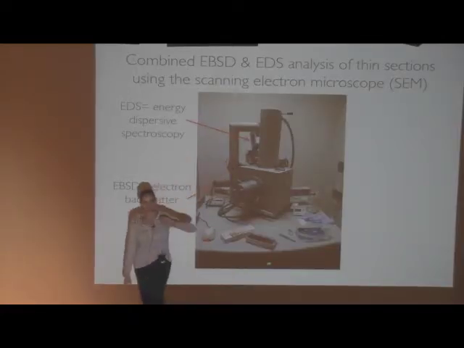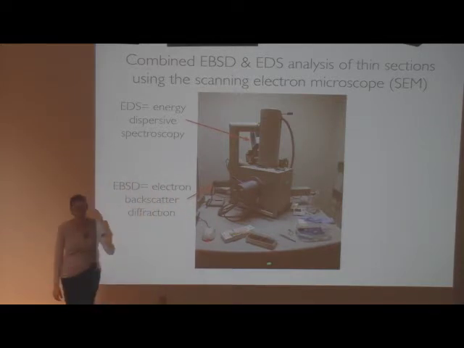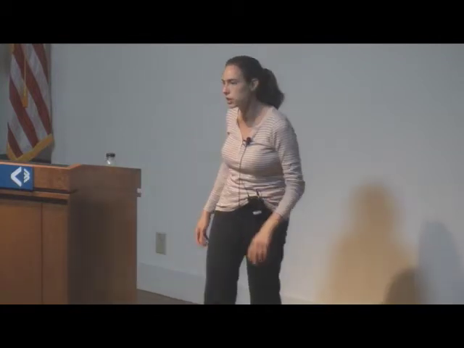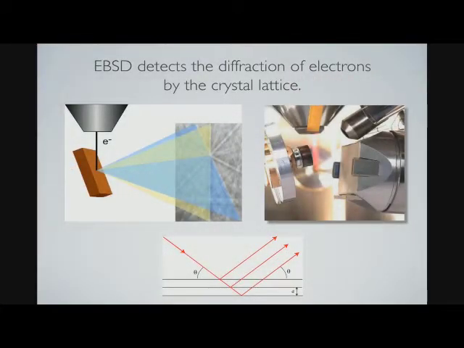So EDS gives us composition. EBSD gives us mineral orientation. It's now basically trivial to collect both data sets at the same time. So we always get the compositional data at the same time, because it helps us in processing and IDing mineral phases. The basis for this EBSD analysis, so this is an image in the SEM.